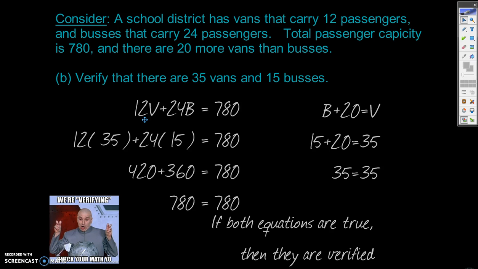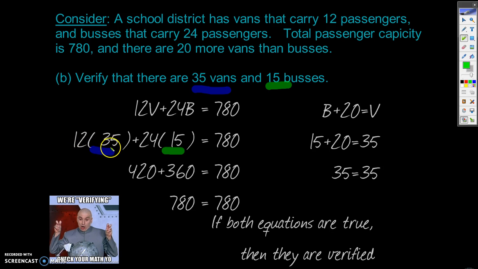If we are able to verify with a solution, the left-hand side of the equation should equal the right-hand side of the equation. So if I take a look, I'm going to use my first equation, 12v plus 24b equals 780, and I'm going to substitute my 35 in for vans and my 15 in for buses. And then I'm going to do my order of operations.